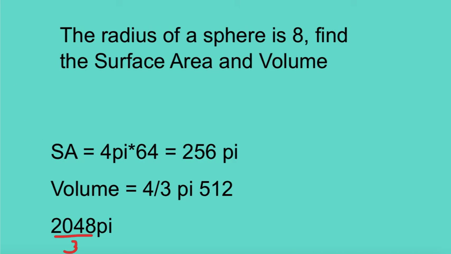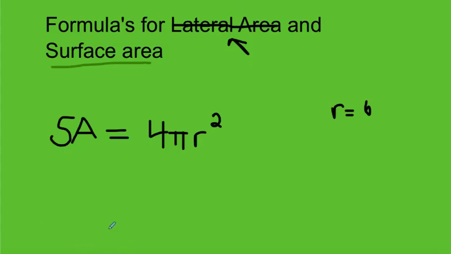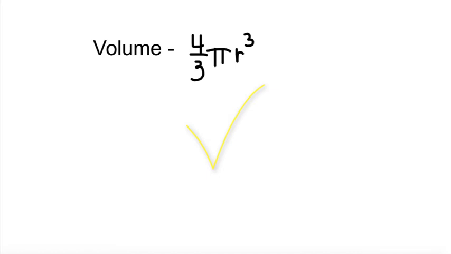So just to recap, to find the surface area of a sphere, we do 4 pi r squared. And to find the volume of a sphere, we do 4/3 pi r cubed.